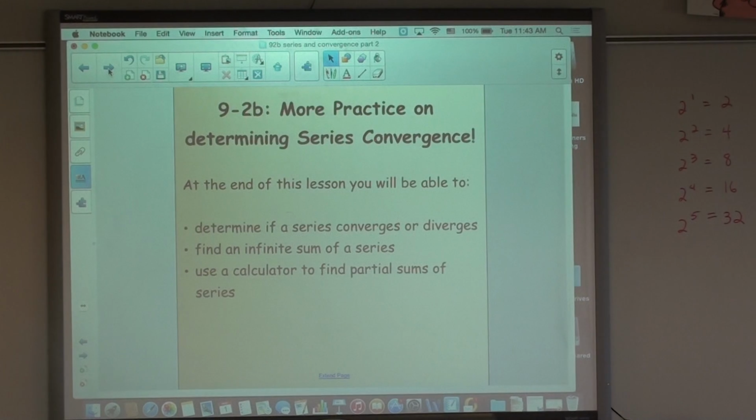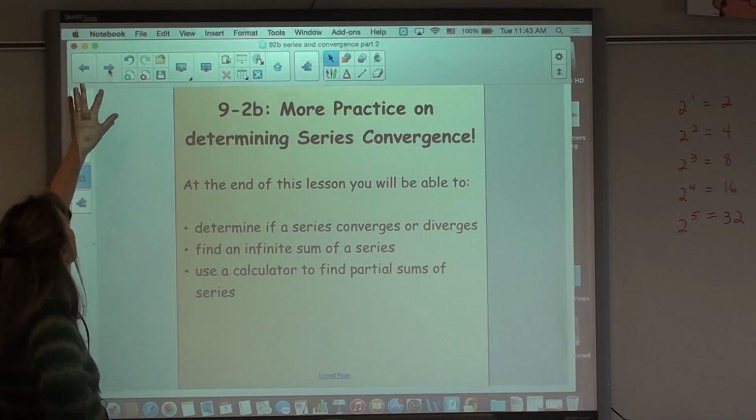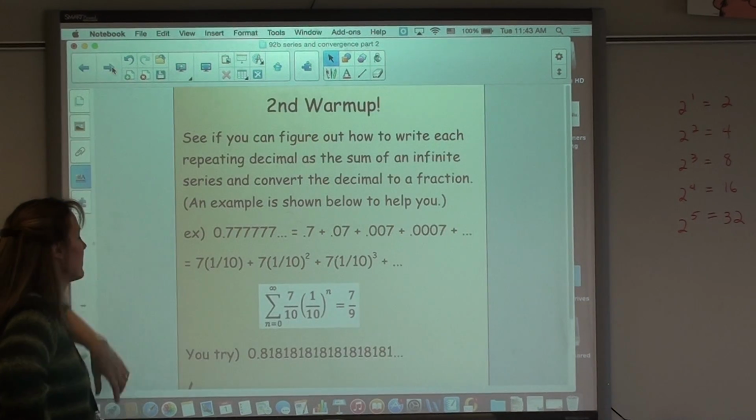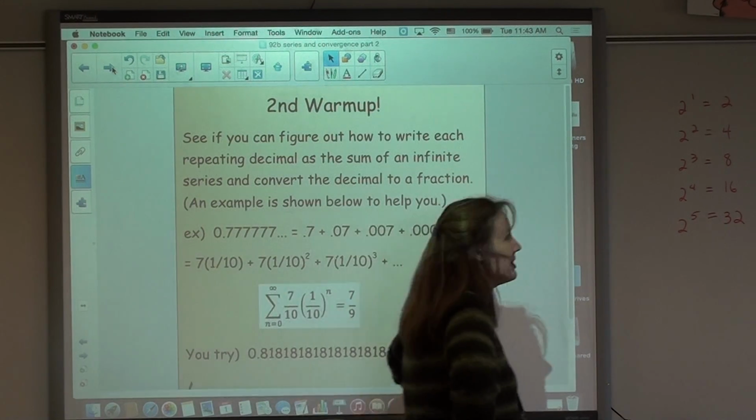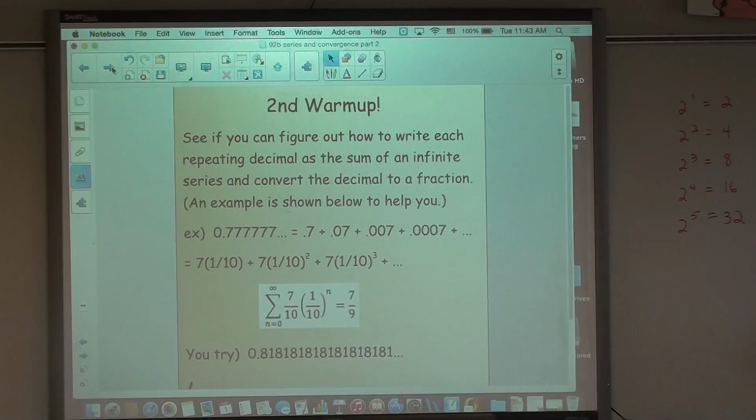All right, so this is section 9.2, part B. More practice on determining convergence of series. So today we just go a tiny bit more in depth on geometric series. We have a second warm-up, and these are kind of fun. We are going to convert repeating decimals using geometric series.